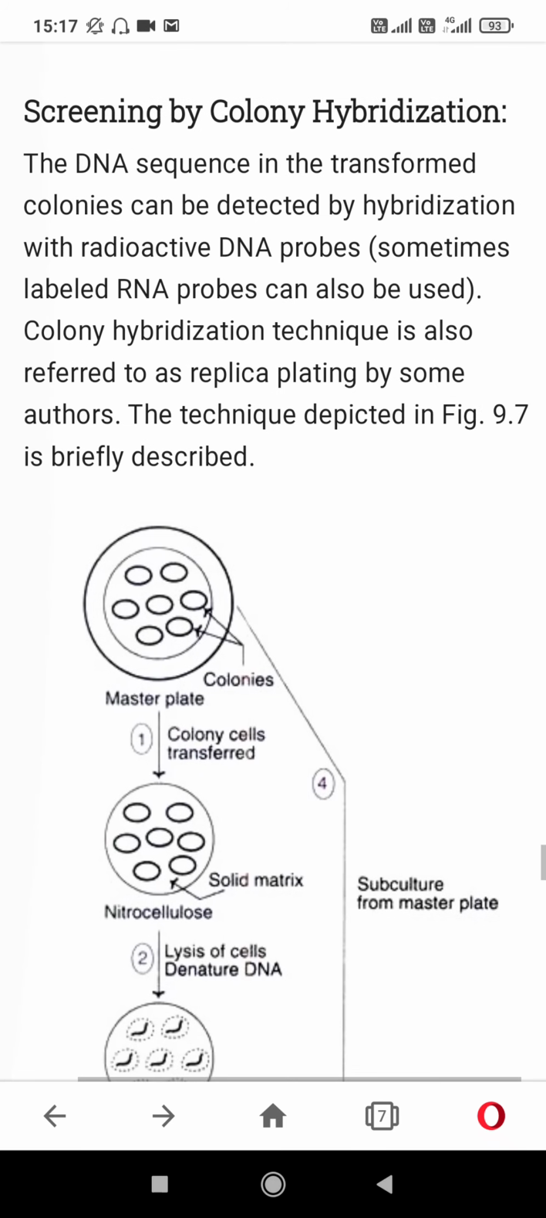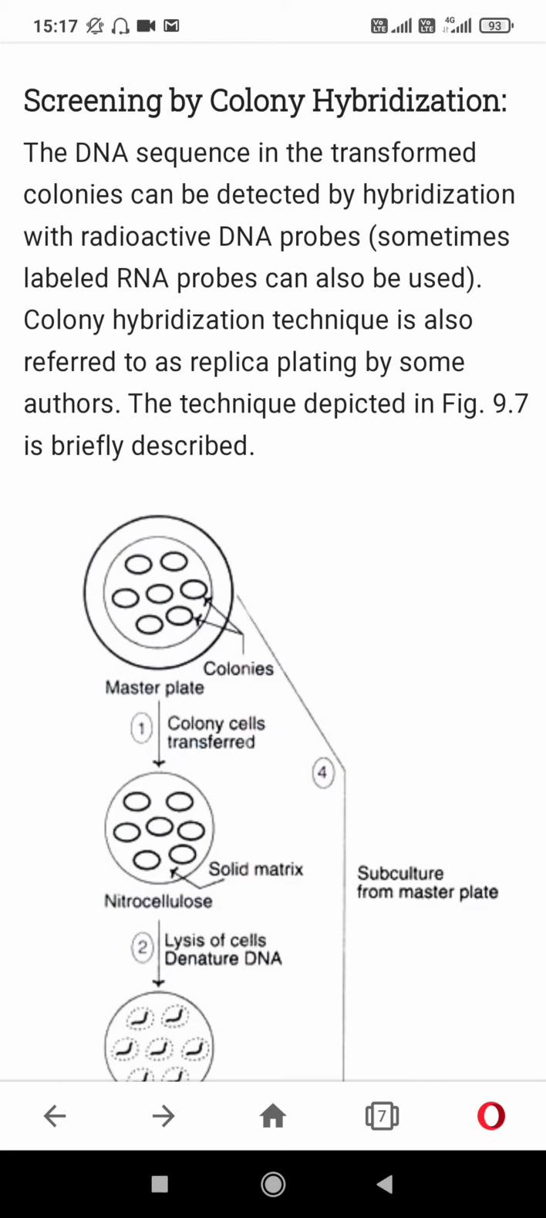The colony hybridization technique is also called replica plating, the same replica plating that we did in the pBR322 experiment to find out which cells have your desired recombinant pBR322 containing your DNA. The same procedure is done here, with a bit of modification. Let us see the technique.